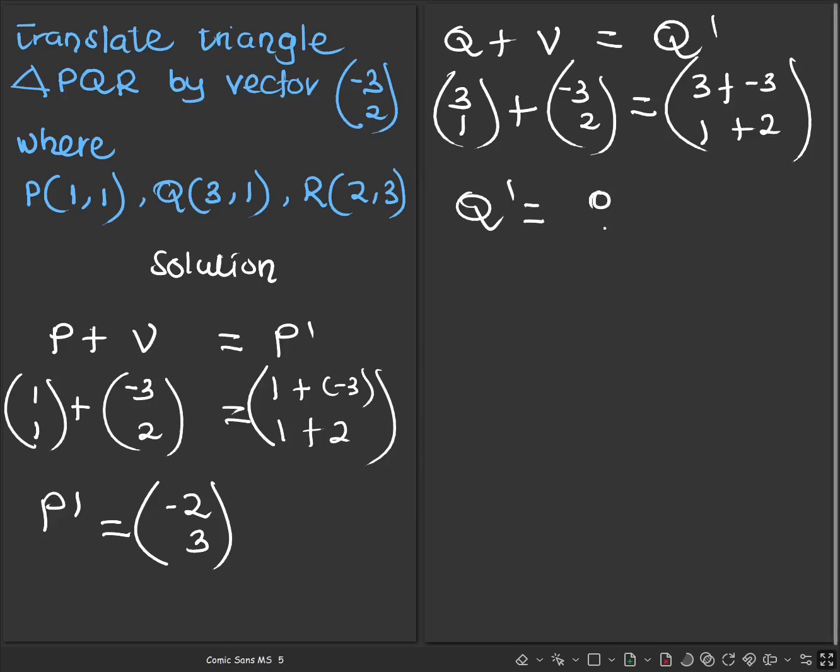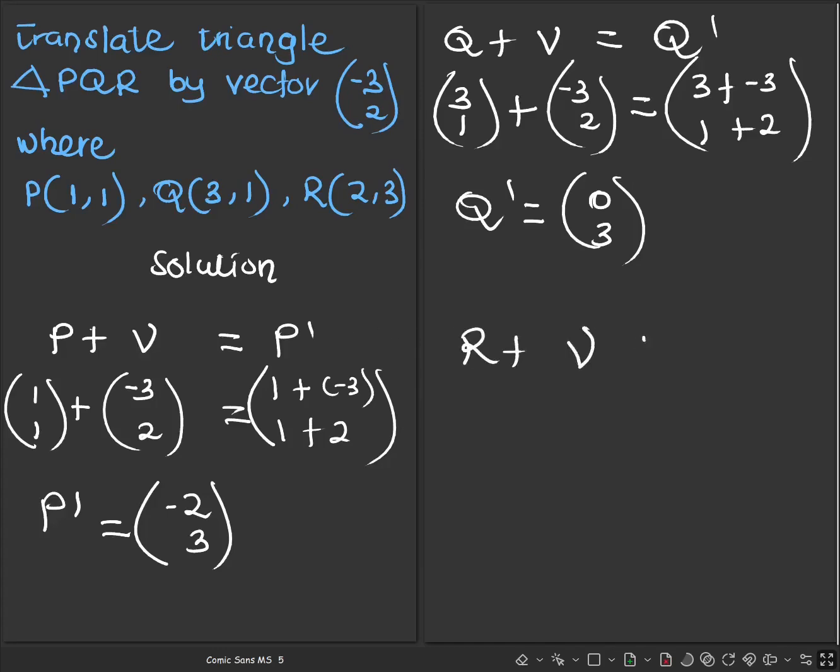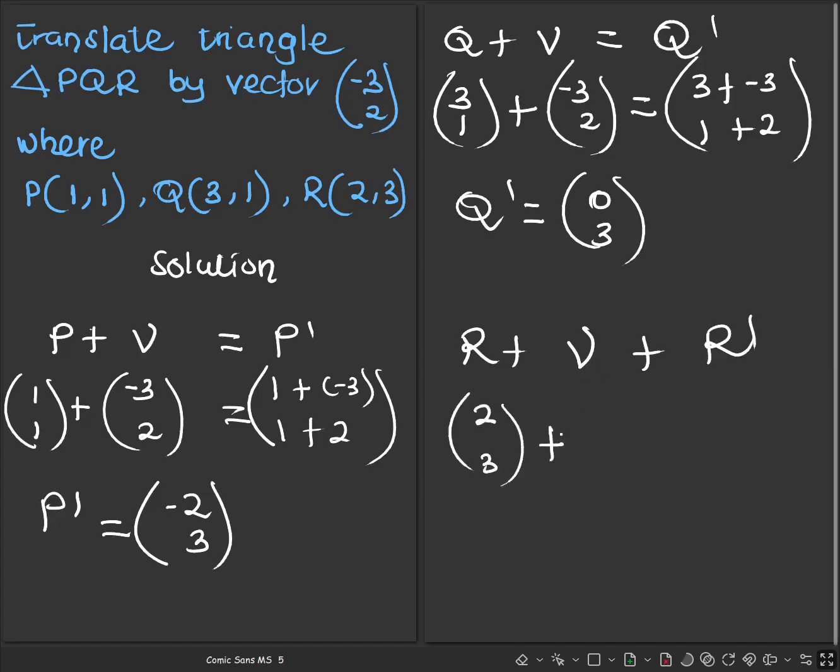All right. Then for the last one, for R, so we have R plus this vector would give us what? The translation vector will give us R prime. And coordinate of R was 2, 3. So plus the translation vector, which is -3, 2.